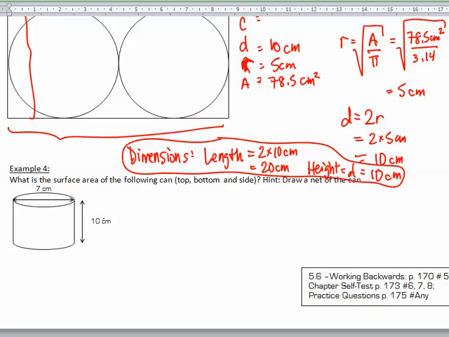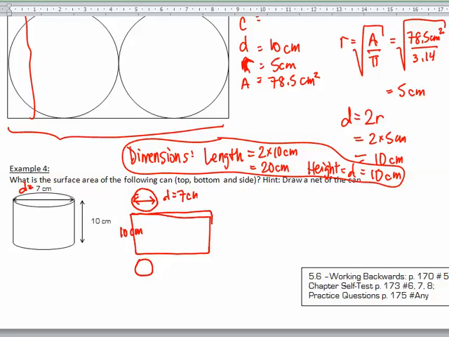I have a circle at the top. Then I have this side part, which if I break apart actually looks like a giant rectangle. This should be a better rectangle. And then the bottom part of the can is also a circle. So given that, I can take the information from the can. The diameter is 7, and this height is 10 centimeters. So I'll just put that in my net right here. So I have my diameter is 7 centimeters.